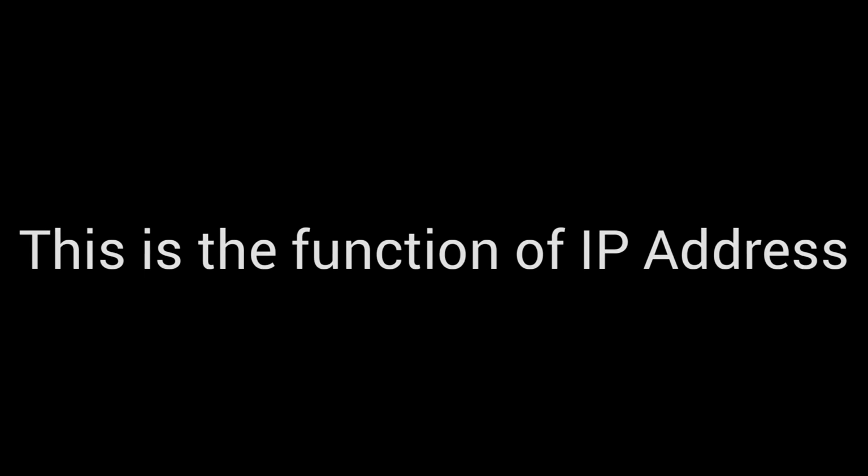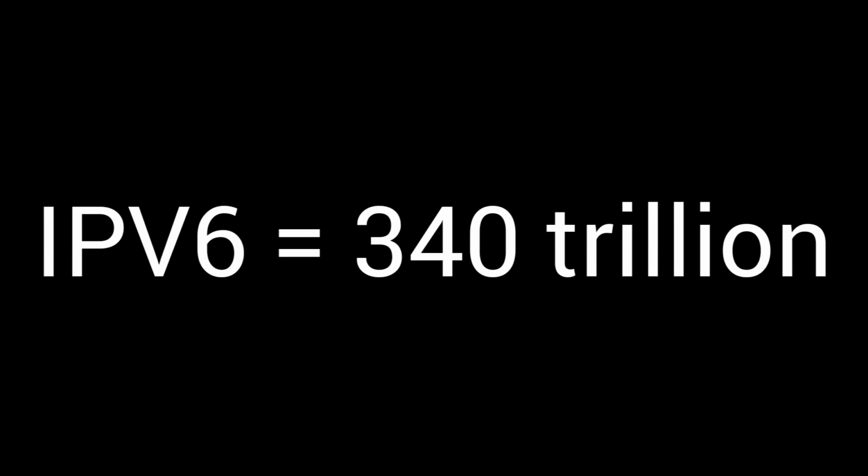Next thing, there are two versions of IP address, IPv4 and IPv6. IPv4 stands for IP version 4 and IPv6 stands for IP version 6. IPv4 addresses can only give 4 billion unique numbers, whereas IPv6 can give nearly 340 trillion unique IP addresses.